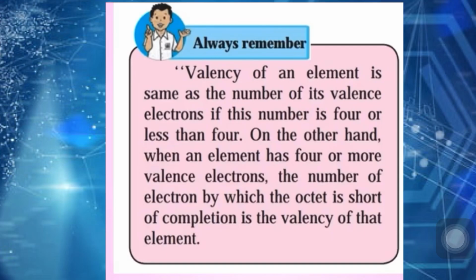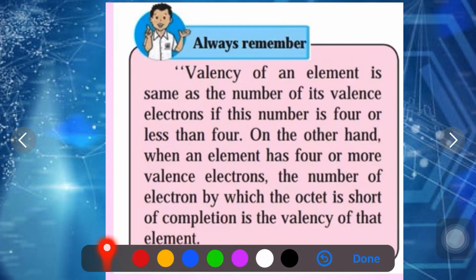Student, always remember valency of an element is the same as the number of its valence electrons if this number is 4 or less than 4. On the other hand, when an element has 4 or more valence electrons, the number of electrons by which the octet is short of completion is the valency of that element.